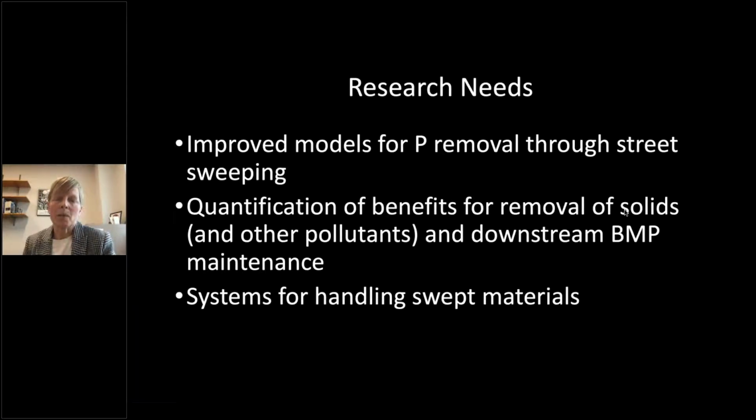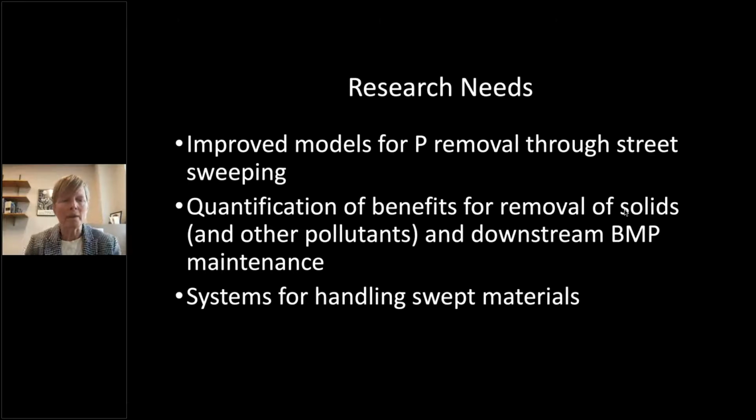So I'm just going to end by pointing out some research needs or future directions. I definitely think we need to improve our models of street sweeping for phosphorus removal. That would greatly help the development of these kinds of credits because, of course, that's less burdensome on the permittee. I think there's also opportunity to quantify the benefits of street sweeping for the removal of solids and other pollutants, and also the benefits for downstream BMP maintenance.